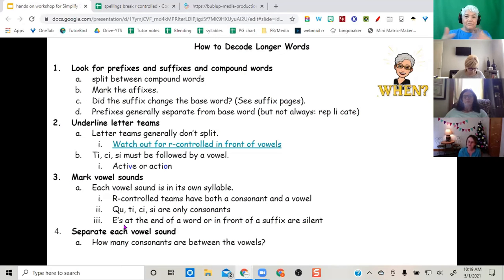I still use it even though I'm just virtual, because when kids are thinking, sometimes my words can interrupt their thinking. So by just giving them a signal, they're like, oh, okay, right. And they'll go back to pay attention to that step. Okay, and then we separate each sound. So this is just a very rough outline.